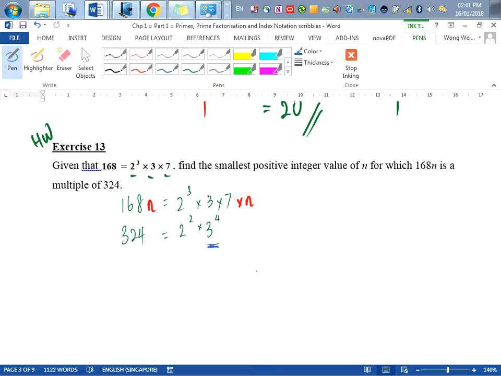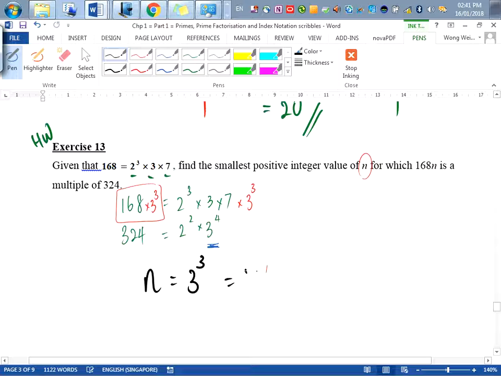So now he's starting to get a clearer idea. We need 3 more. So instead of writing 3 times 3 times 3, I do it in a shorter way: 3 cubed. If I multiply by 3 cubed over here, I also need to multiply by 3 cubed over here for it to be the same. Therefore, now I have 324 being a factor of 168 times 3 cubed already. And therefore, my answer for n will be equal to 3 cubed, which is 27.